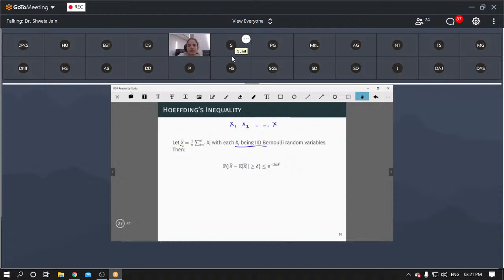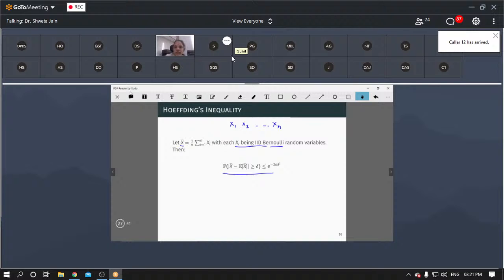Suppose I have X1, X2, up to Xn. They are IID Bernoulli random variables. IID means independent and identically distributed. That means each random variable is coming from the same distribution and is independent of the others. And they are Bernoulli, that means rewards are 0 or 1. If I take the average of these, then I have this inequality. Now this is a very interesting inequality. Why? Because suppose this is IID, right? Suppose the probability of giving a particular reward is mu i. So X1 is coming from a distribution with mean mu i, X2 is coming from a distribution with mean mu i, right? So what is the expectation of X bar?